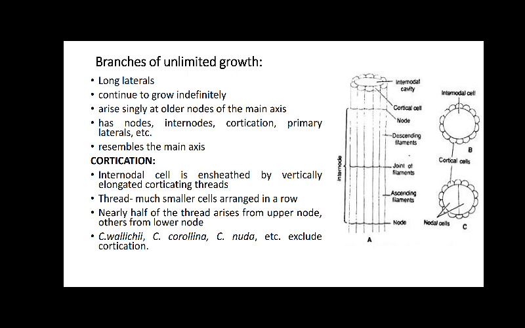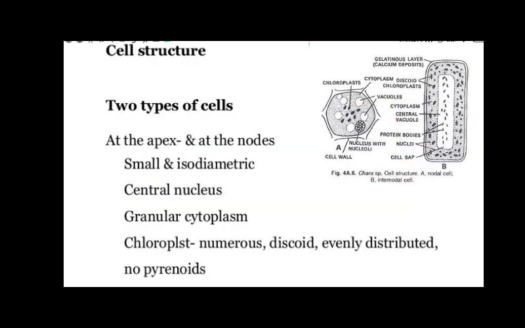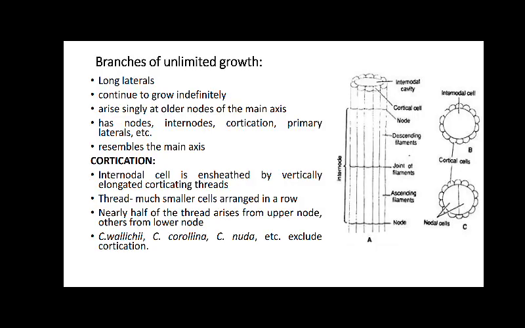Then what is cortication? Cortication is a peculiarity of Chara species because when you take a closer look at the internodal or nodal cells, you can see that they are encircled by vertically elongated cortical threads. The threads are smaller cells arranged in a row, and nearly half of the threads arise from the upper node and the others from the lower node. You can see these are the descending filaments and some are the ascending filaments.